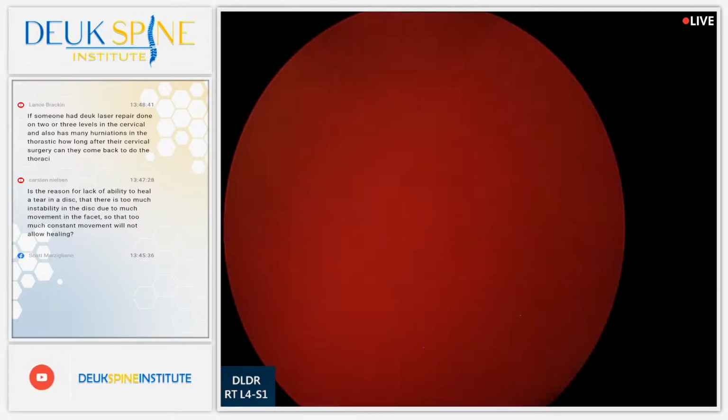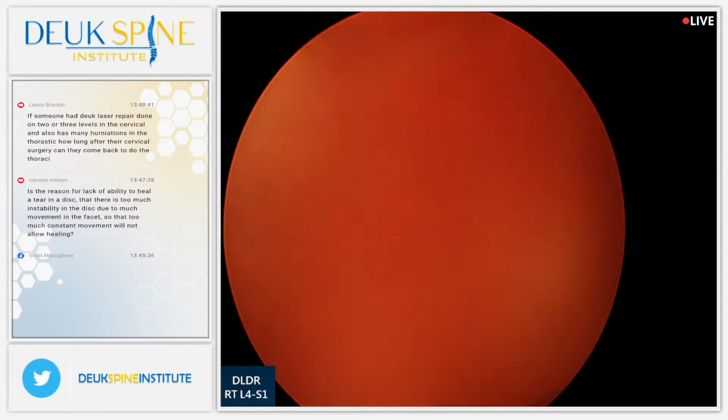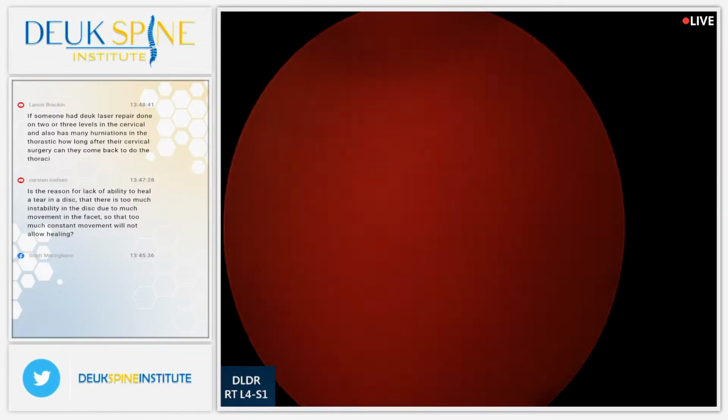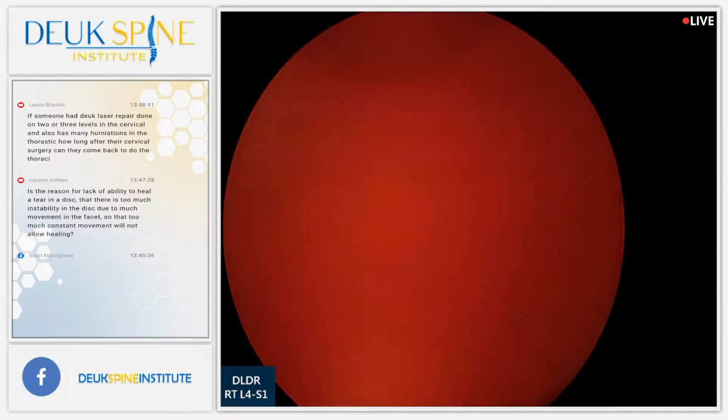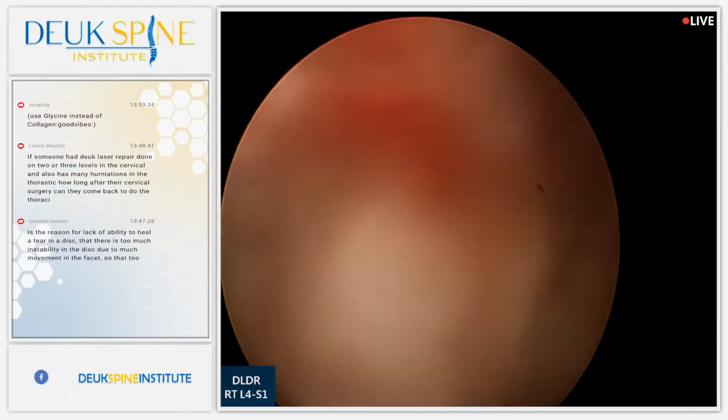Look at the top of the scope. See it? See the bubble? I think that's a lens issue. Not you, Henry. Sorry. I'm talking to my team here who loves breaking my scopes.